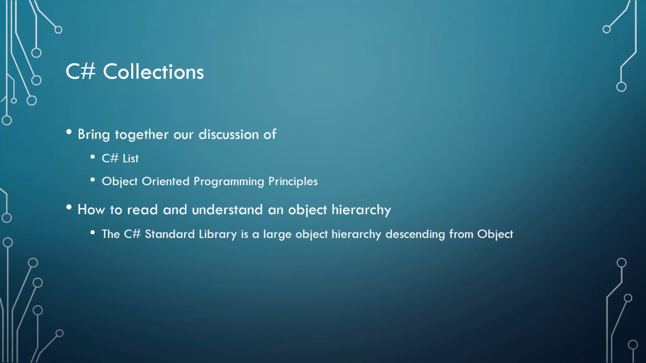Hello, welcome back. Today we're going to discuss C# collections in general, and this will bring together our discussion of the C# list type and object-oriented design principles in general. It'll help us understand and read an object hierarchy, one corner of it, but when you understand this corner of it, I think it'll shed a lot of light on how to read the entire object library, which, as we know, is a large hierarchy descending from the object class.